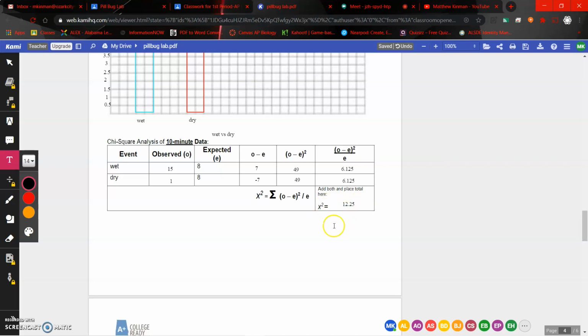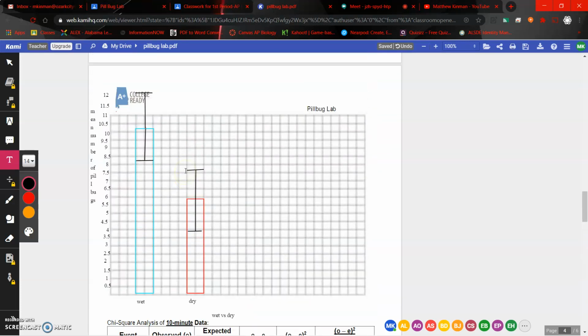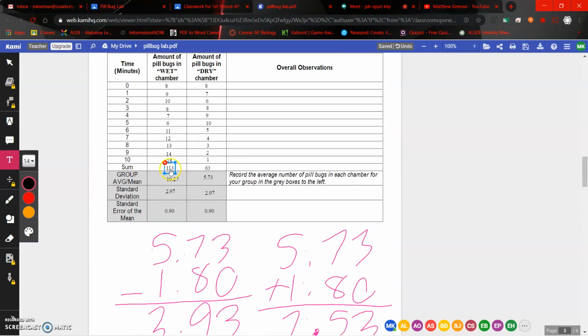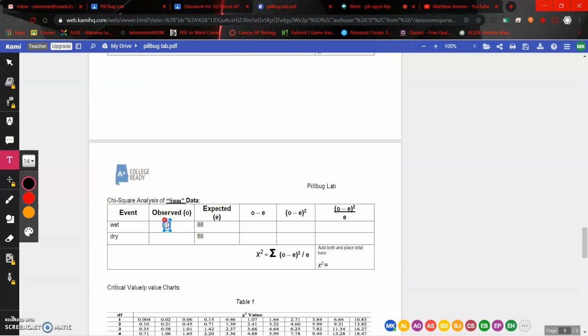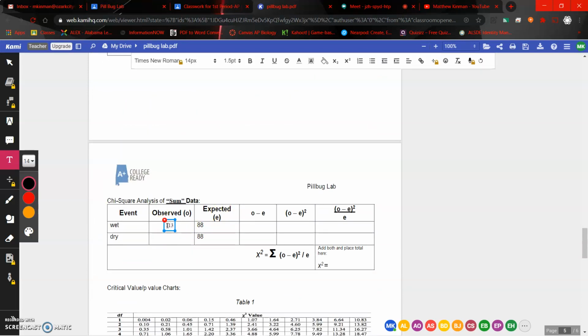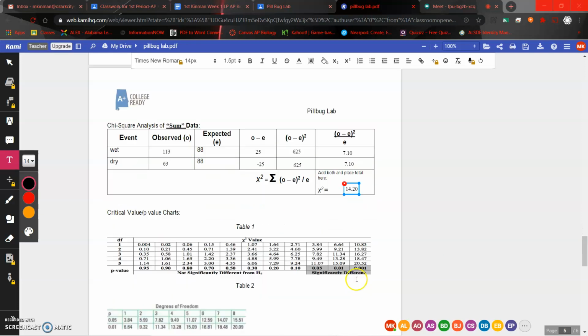All right, and now we go and find that number for the sun data. So up here we said our sums were 13 and 63. So those are our two observed, 13 and 63. All right, and we do that math just like we did before. Okay, so I worked through this math and I get from my data 14.20 for my chi-square value.